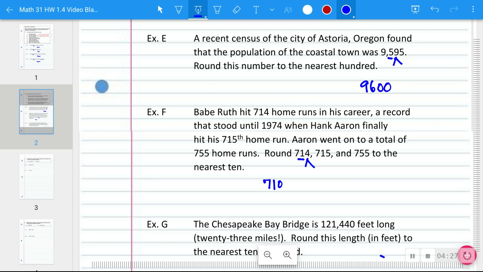Hank Aaron's number, if you round it to the nearest 10, with that 5 next door is going to bump it up to 720, and we're approximating. And then the 755, when you look next door, and you have a 5 next door, goes to 760. So those numbers, when you round to the nearest 10, are 710, 720, and 760.